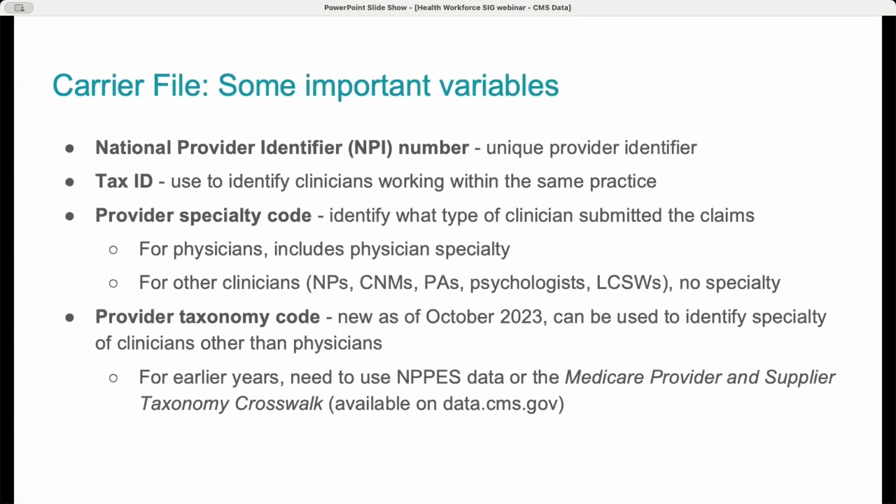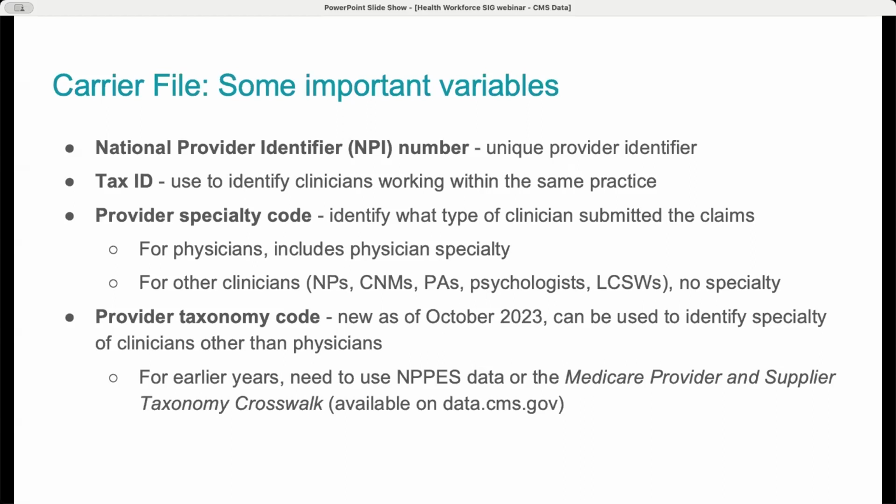So these are some of the key variables in the carrier file. And these ones on the screen right now, these are primarily the ones that you use to classify and identify clinicians. So the National Provider Identifier number, the NPI number, this is a unique provider identifier. There's both clinician level NPIs and there's also facility NPIs. So that's a key identifier for identifying healthcare providers. Another important one is the tax ID. So if you're trying to understand something about practice characteristics, clinicians that work in the same practice, then you can use the tax ID to link multiple clinicians.